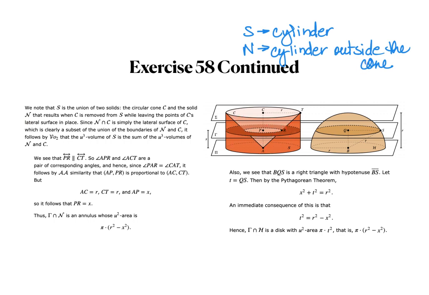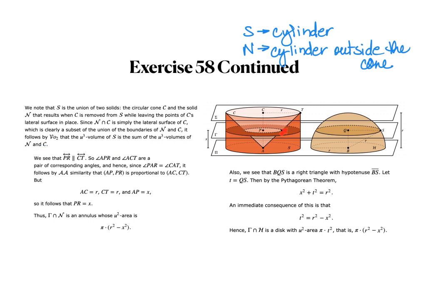Now you can see that the boundary between the solid N and the cone is clearly a subset of the union of the boundaries. So we can use that property that says that I can add up the volumes of the pieces to get the whole. That's V02. So the volume of S, which is the cylinder, is the sum of the volumes of N, the part outside the cone, and C.